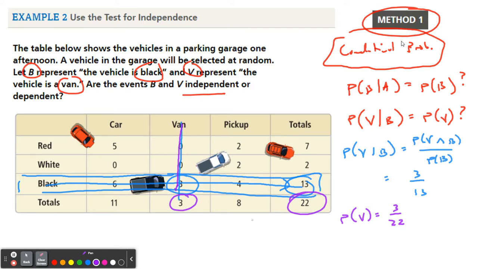And the question is, is 3 out of 13 equal to 3 out of 22? And the answer is no. The top numbers are the same, so these are not equal. Because they're not equal, B happening, the fact that the car is black, affected the probability of being a van. So these two events are not independent.